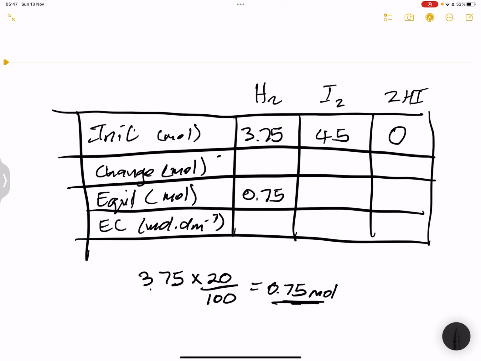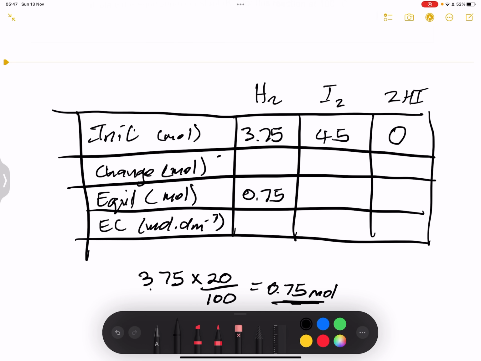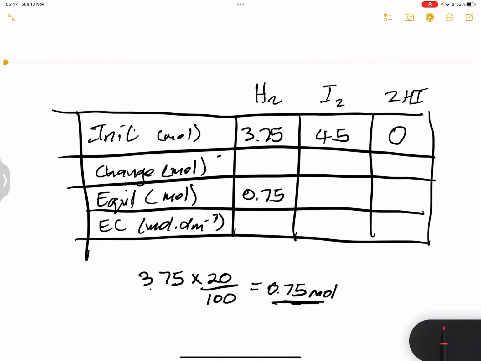All right. Now, as I always say, the change part, I can do that in the red. In this case, 3.75 I started with, and at the end I've got 0.75, so I must have used 3 moles. And this is where I can use my ratio. For every 1, there's 1, so for 3, there'll be 3. For every 1, there's going to be 2, so for 3, there'll be 6, twice the amount.